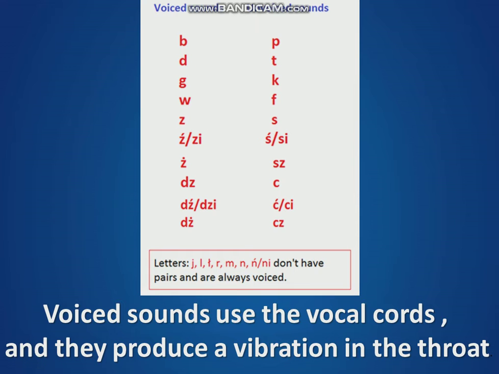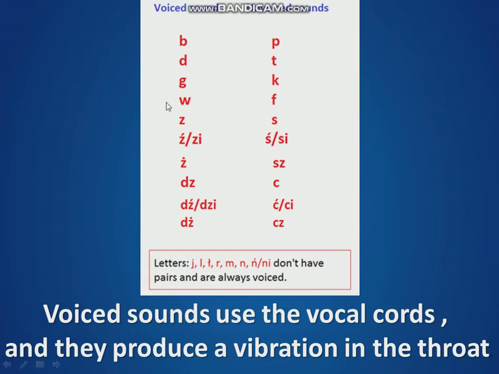Now, to understand this common pronunciation method of regular verbs in the simple past, we first need to understand the differences between voiced sounds and unvoiced sounds. Here is a list of voiced sounds. Here is a list of unvoiced sounds. Voiced sounds use the vocal cords. The vocal cords are in our throat. And voiced sounds produce a vibration in the throat. Throat is garganta in Portuguese.